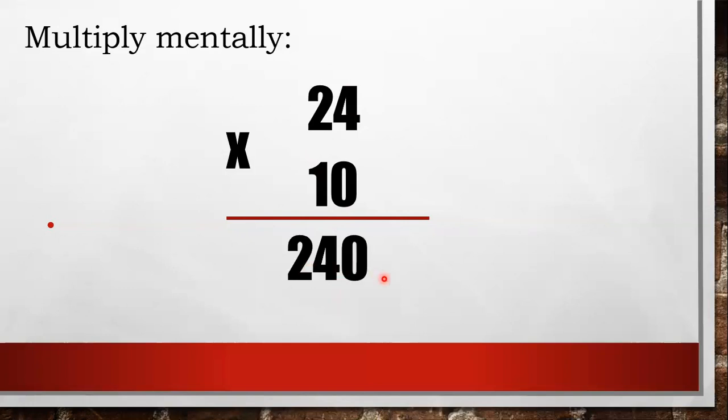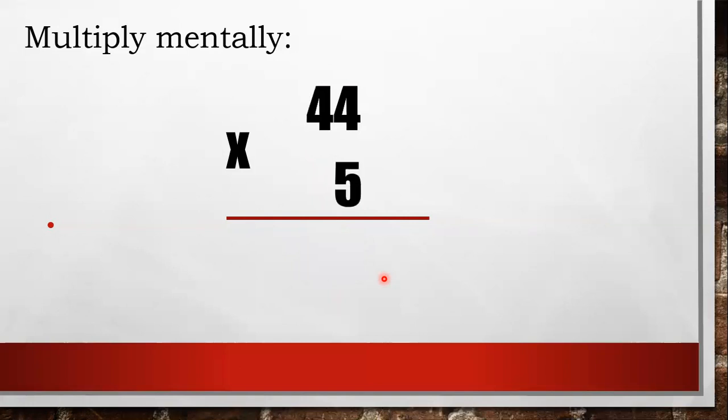Now let's have another one. 34 times 2. The product is 68, by multiplying 2 times 4 equals 8, 2 times 3 equals 6. Next sample: 44 times 5 equals 220.